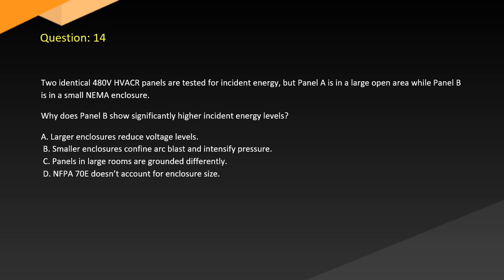Question 14. Two identical 480 volt HVACR panels are tested for incident energy. Panel A is in a large open area, while panel B is in a small NEMA enclosure. Why does panel B show significantly higher incident energy levels? A. Larger enclosures reduce voltage levels. B. Smaller enclosures confine arc blast and intensify pressure. C. Panels in large rooms are grounded differently. D. NFPA 70E doesn't account for enclosure size.